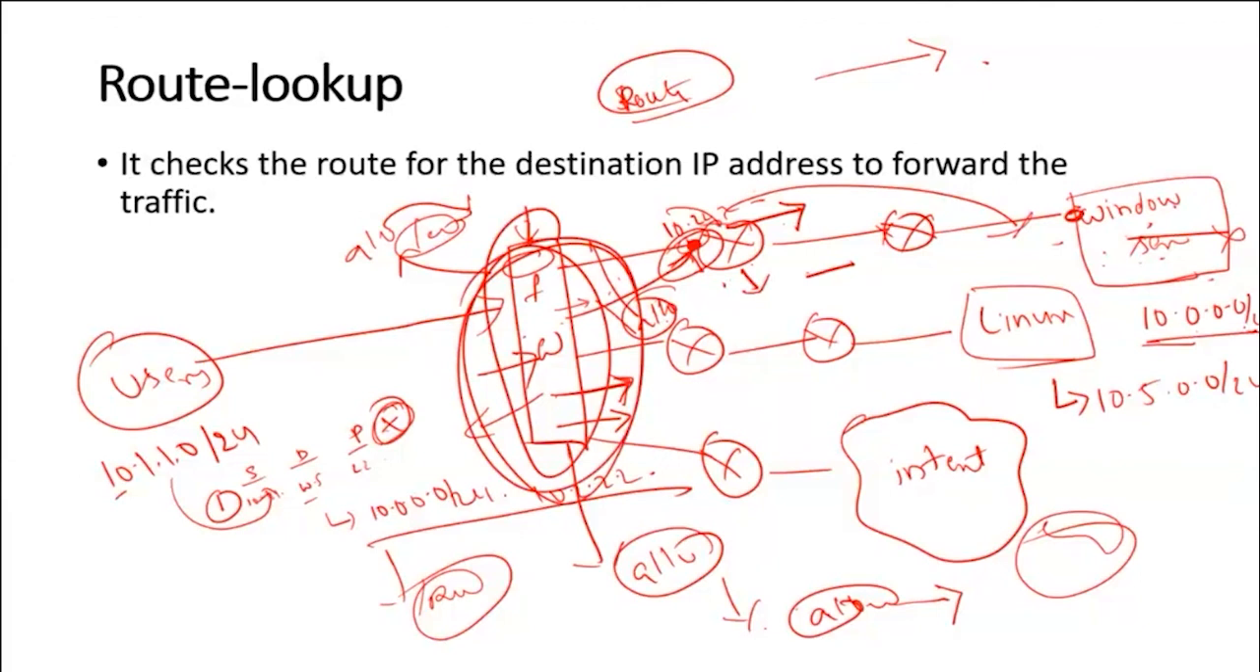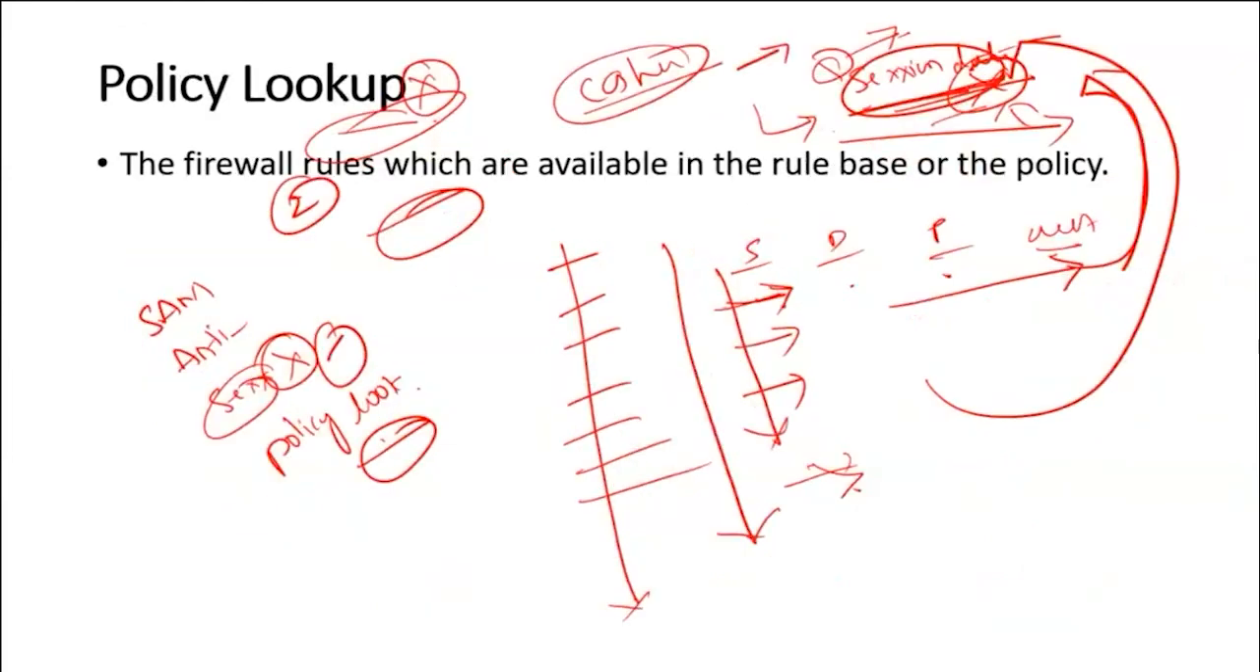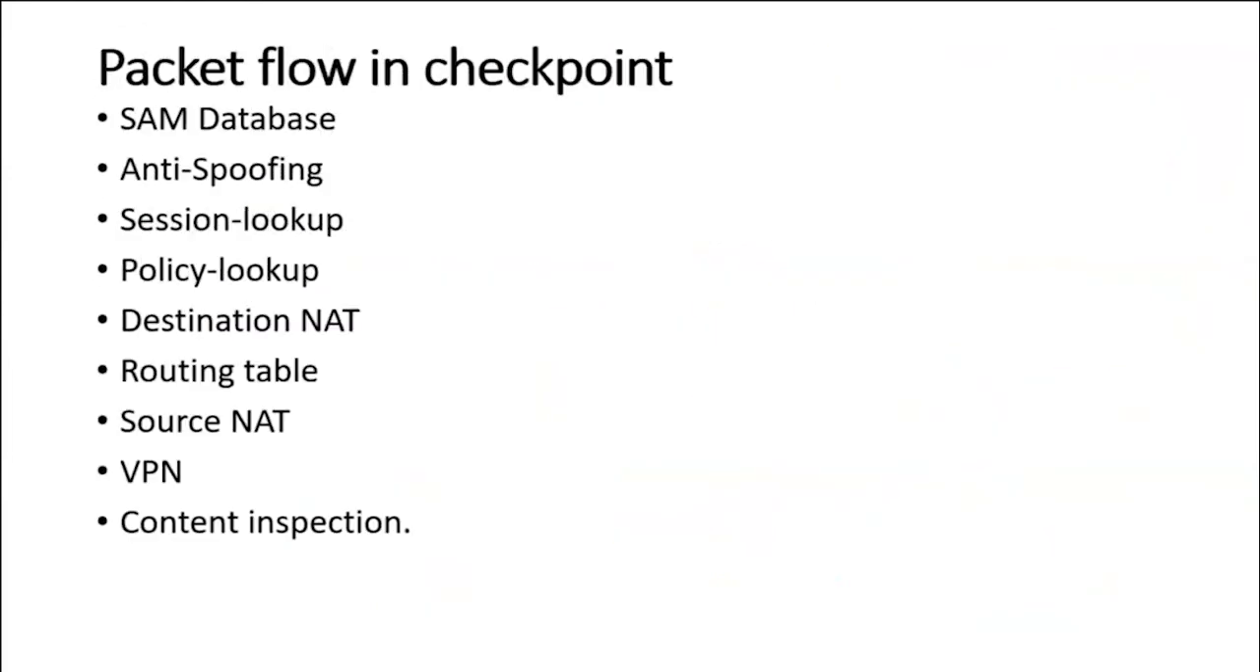Exactly. First it allows by checking the policies. If you observe here, this is the packet flow in Checkpoint. It checks one by one and won't bypass anything. First it is checking the policy lookup, which means the set of firewall rules. Then it is checking the routing table.